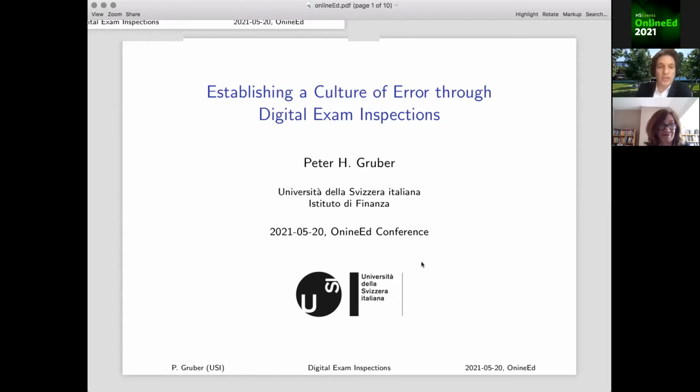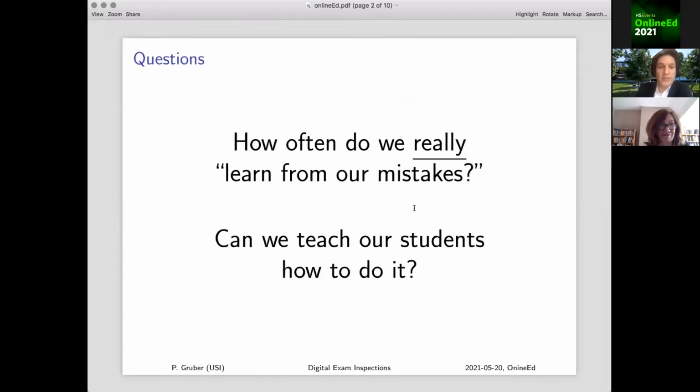So what are we talking about? Very simple. The question that I would like to ask you is, how often do we really learn from our mistakes, and how often is this just a kind of flat platitude? And even if we sometimes learn from our mistakes, can we teach our students how to learn from their mistakes? And this is an example of how this can be done with, I would say, tremendous success.